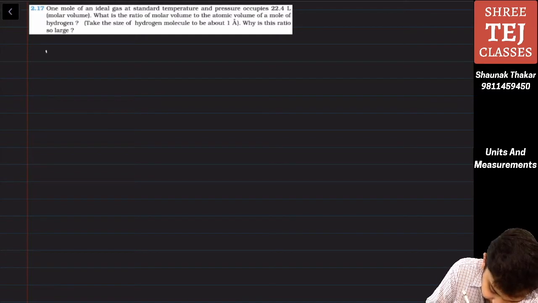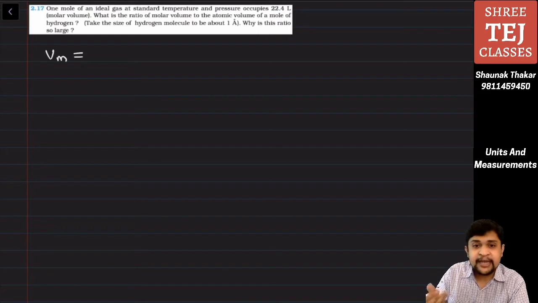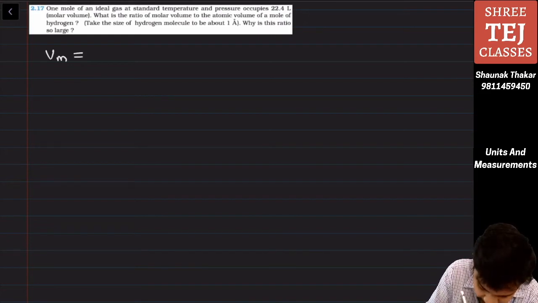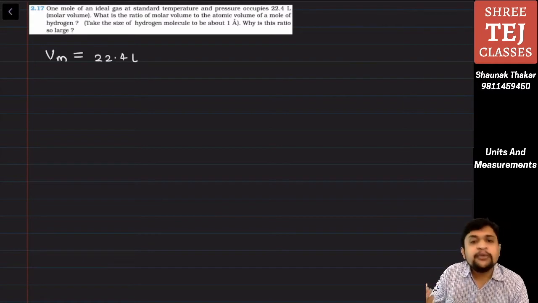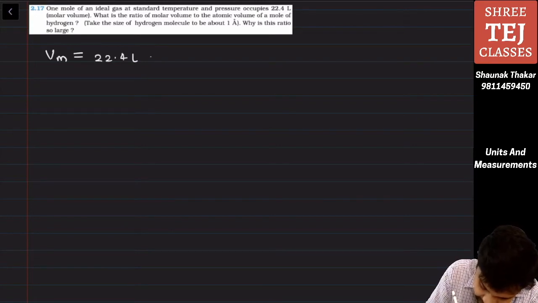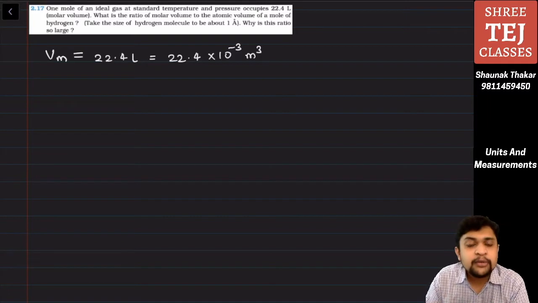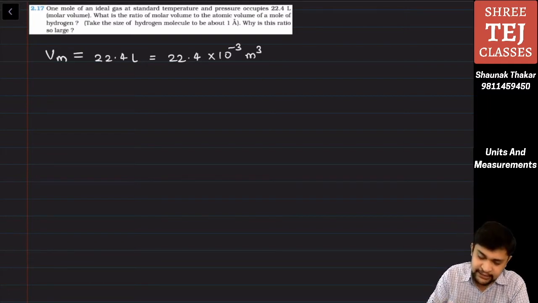So Vm, the molar volume of hydrogen, assuming that it is an ideal gas, has been given to be 22.4 liters. But we prefer to work in SI units. Now 1 liter is 10 to the power minus 3 meter cube. So this is 22.4 into 10 to the power minus 3 meter cube. So this is the molar volume of hydrogen gas.